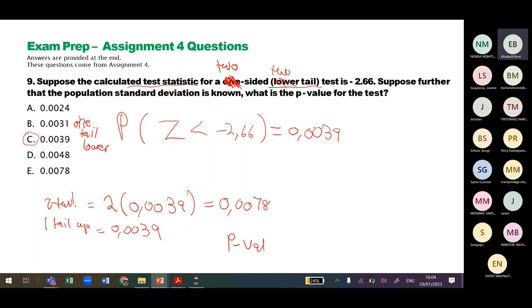If your p-value is less than alpha, you will reject your null hypothesis. That will still stay, but how you find the p-value will differ based on whether it is a two-tail or a one-tail.